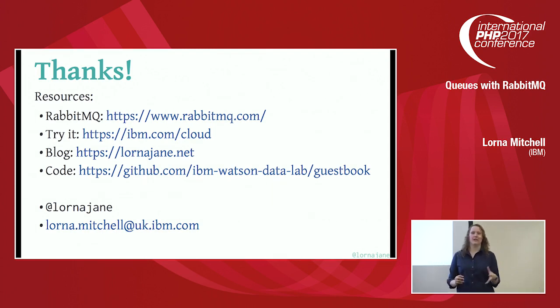Who has a question for me? Yeah. As far as I understand, it's possible to have several exchanges in one system. And each exchange can have several queues. What is your recommendation when you have to split it on queue level and on exchange level?